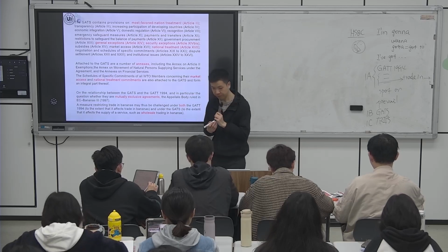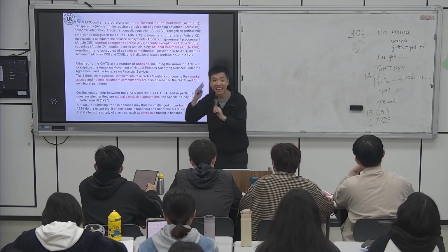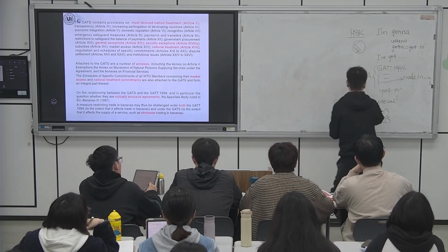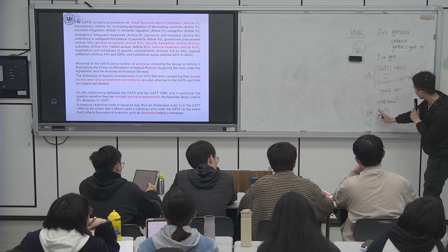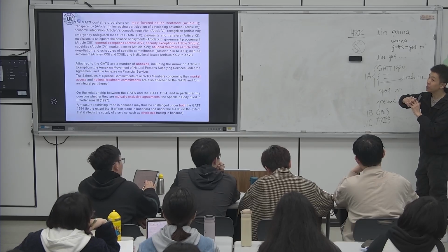Okay. Then the question would be, 1A and 1B, I mean get and gets, are they mutually exclusive to each other?